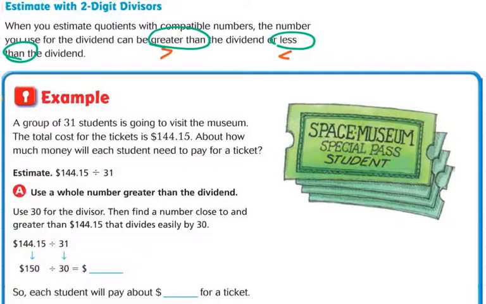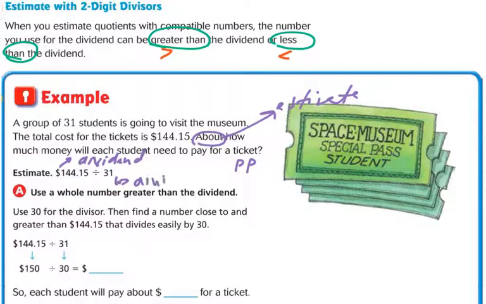So we're going to start with our example where it says a group of 31 students is going to visit the museum. The total cost of the tickets is $144.15. About how much money will each student need to pay for a ticket? We know that $144.15 is our dividend because that's what we're going to divide up, because we need to find out the cost per person. How many people are on the trip? 31 students, which is our divisor.